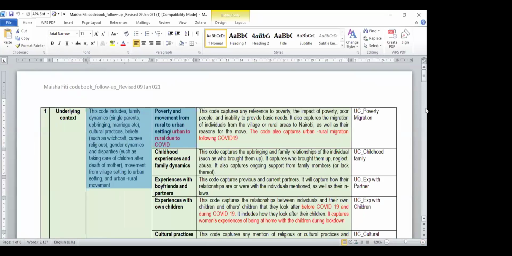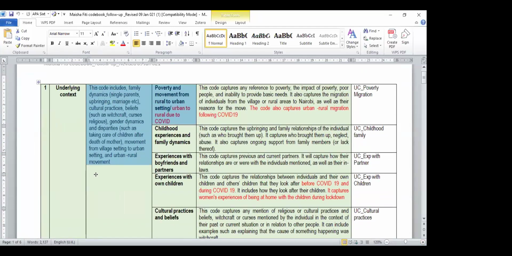Okay, so this is an example of a code book of a study that I was involved in some time back. Over here, we have a major theme. This study was among sex workers. Some of the themes that were picked was underlying context, and this code includes the family dynamics, the cultural aspects, and the gender dynamics within the household.